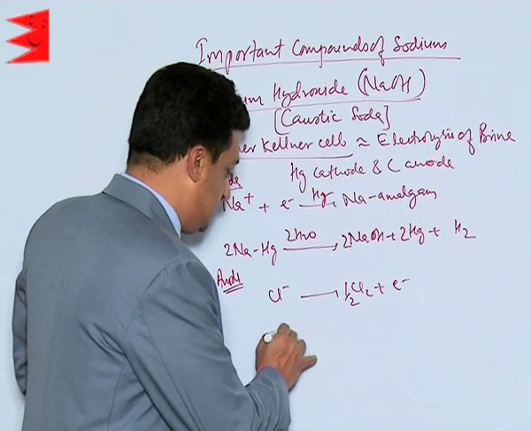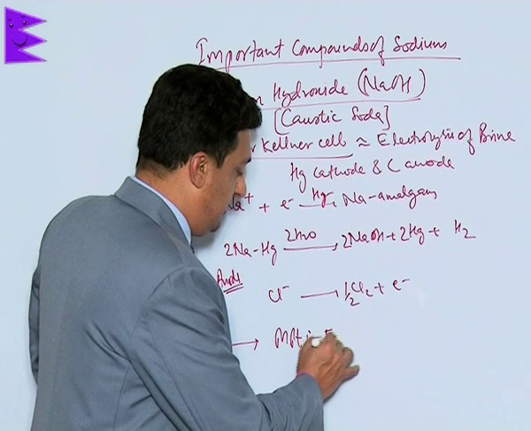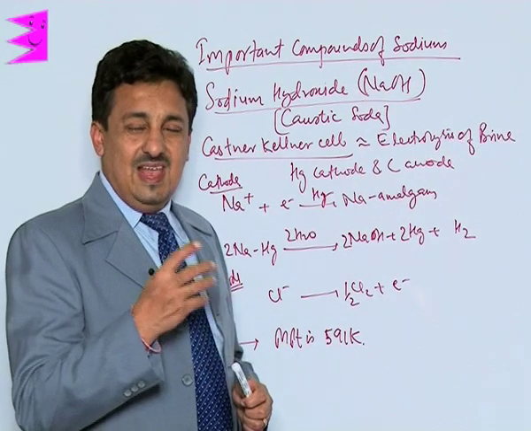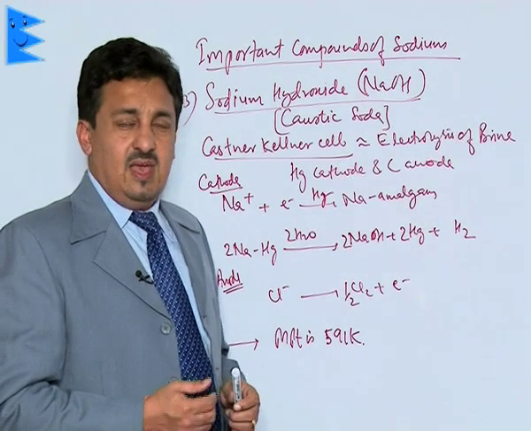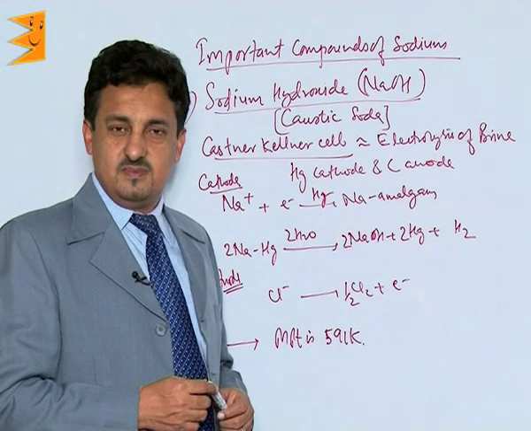Melting point is 591 Kelvin. It's a deliquescent solid, absorbs moisture and becomes wet. And its aqueous solution is strongly alkaline, basic in nature.